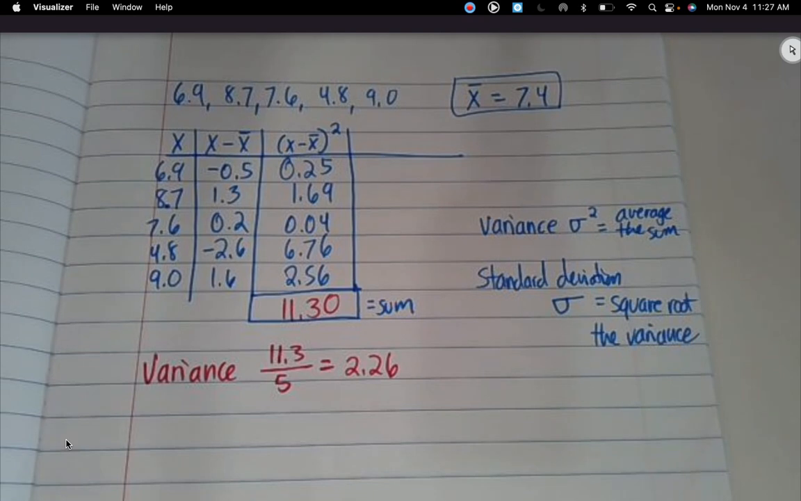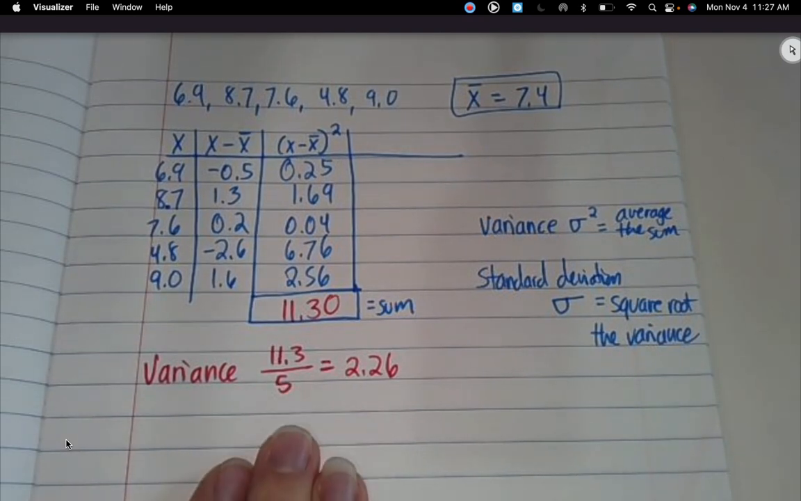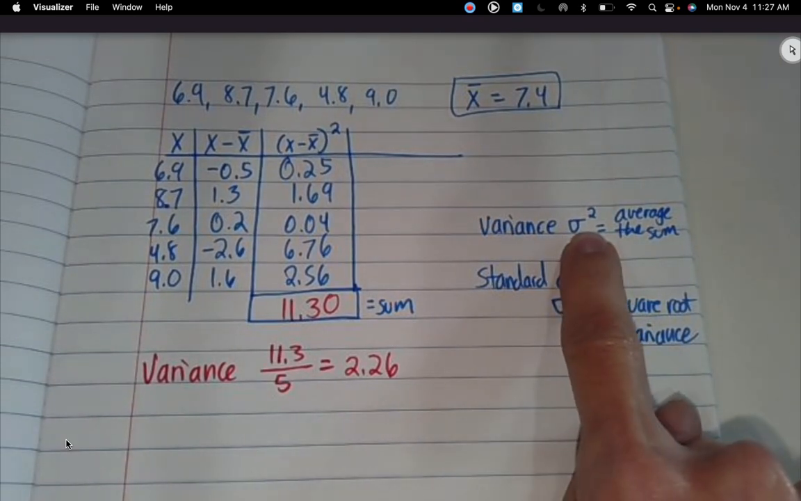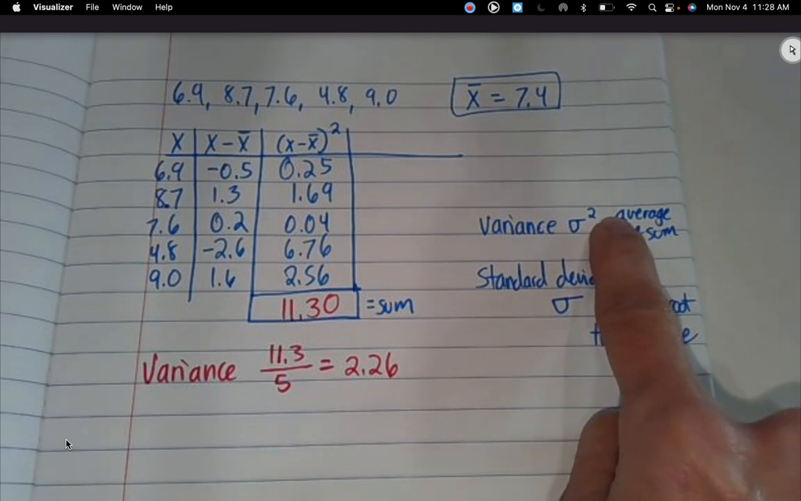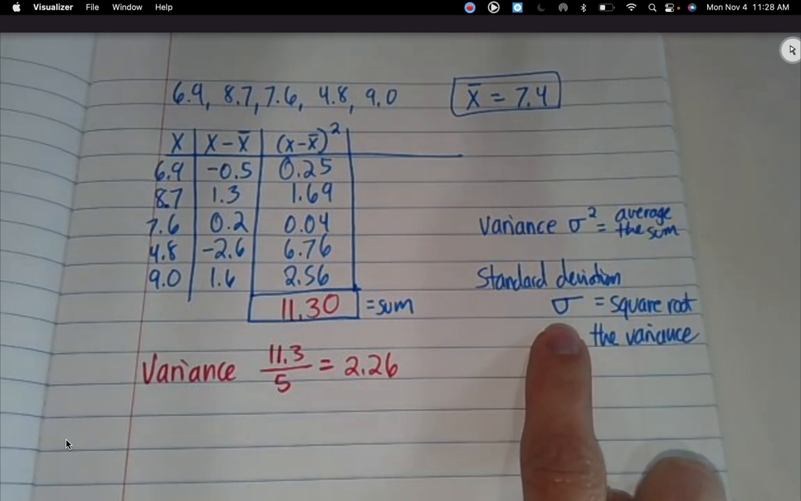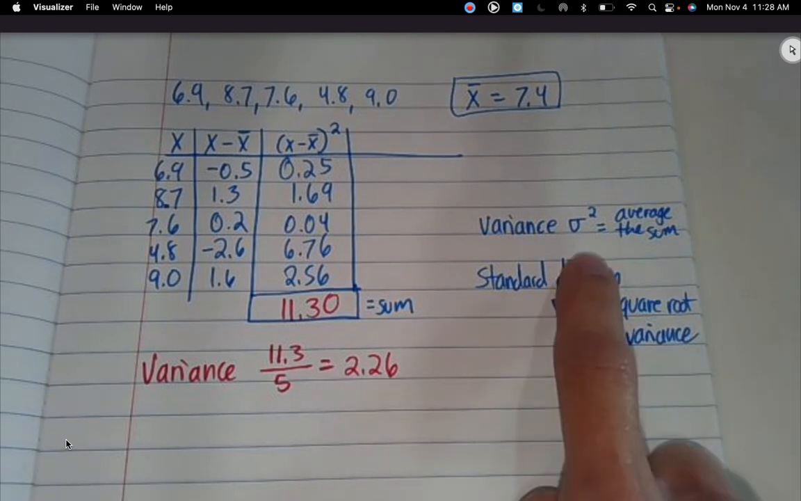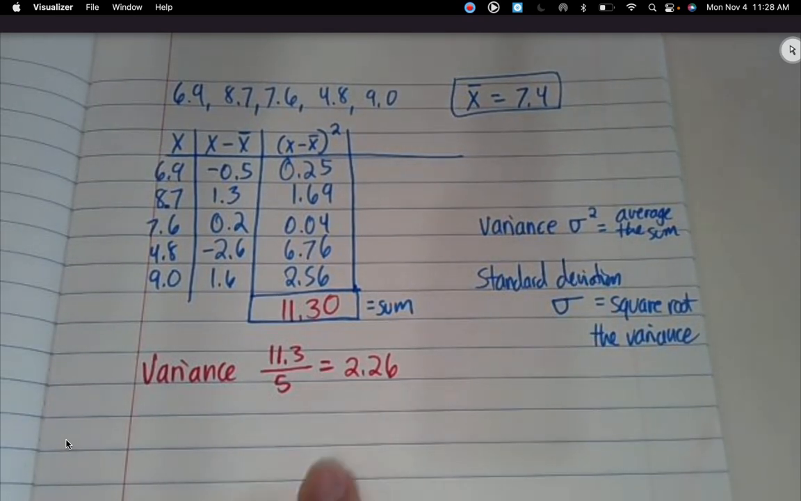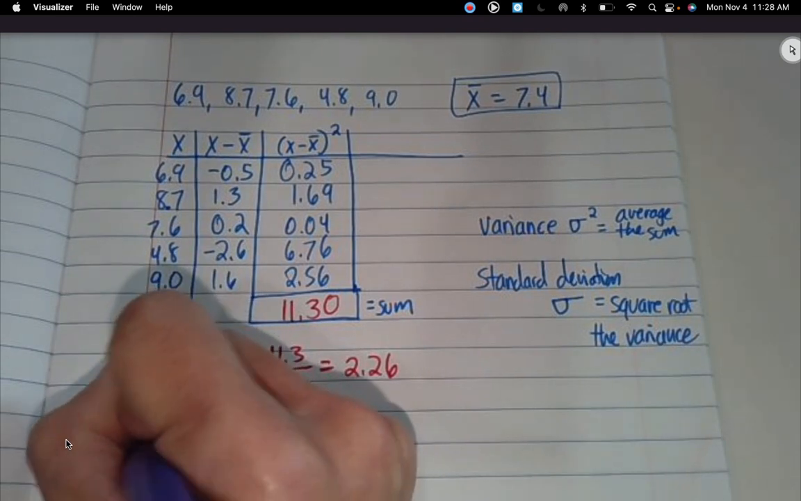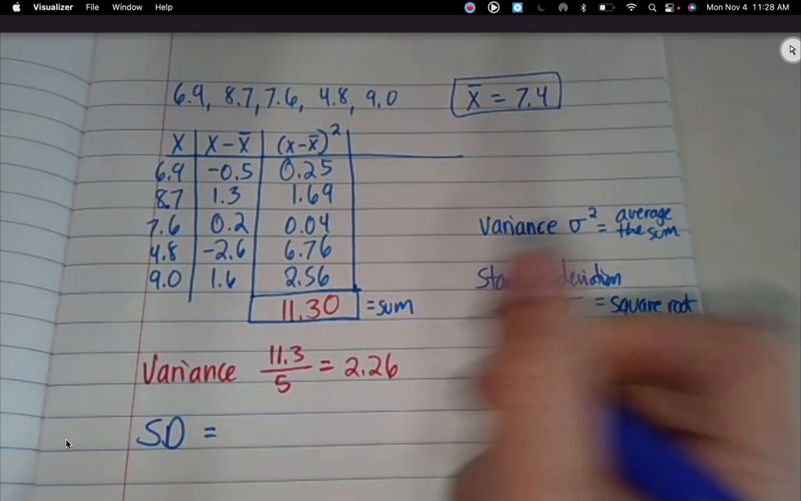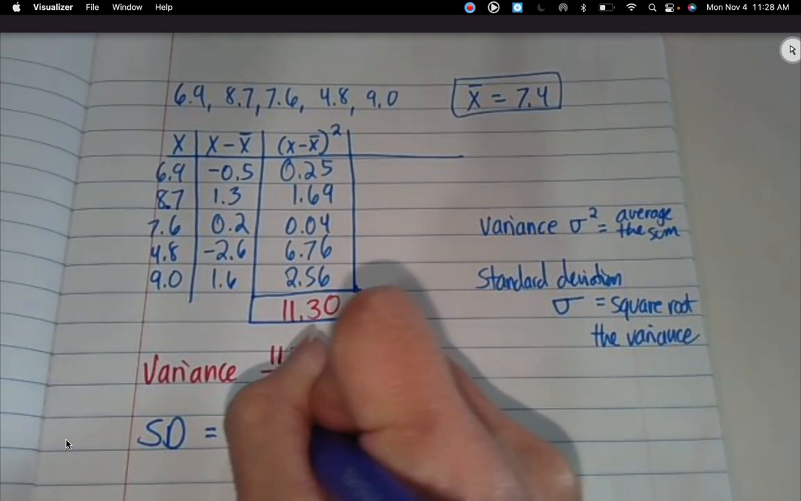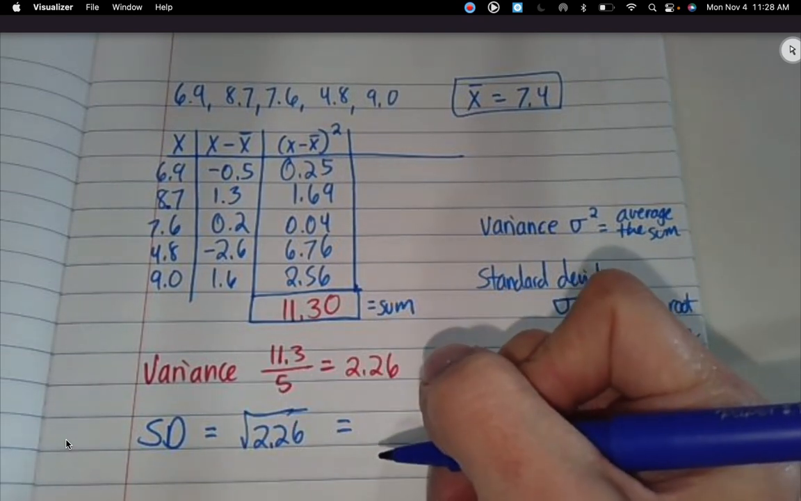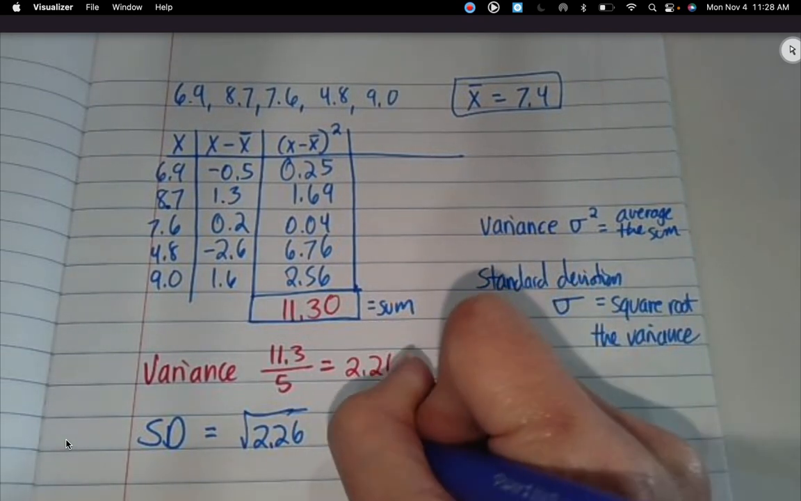I'm ready. Okay, we're ready. So y'all, from variance to standard deviation, look what the variance symbol is. It's sigma squared. What is the standard deviation symbol? It's just a sigma. What did they do? They square rooted it. So guess what you do to go from variance to standard deviation? You just square root your answer. So if I'm trying to find my standard deviation, I usually just put SD, I'm just going to take the square root of 2.26, which is 1.5.